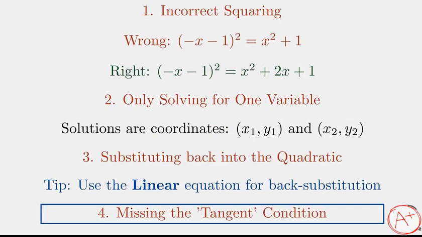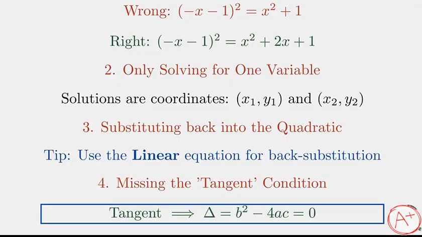When a question mentions that a line is a tangent to a curve, many students try to solve the equations directly. Instead, you should set the discriminant of the combined equation to 0. This is a specific exam trigger word you must recognize.